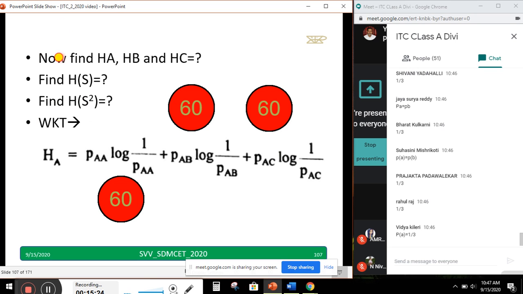Now find HA, HB, HC, H of S. All of you know how to find HA, HB and HC. Equations are given in the slide. Do it fast. HA equal to product of AA log 1 by product of AA, plus product of AB log 1 by product of AB, plus product of AC log 1 by product of AC. Fill the values. Find HA. Similarly, find out HB. Find out HC.